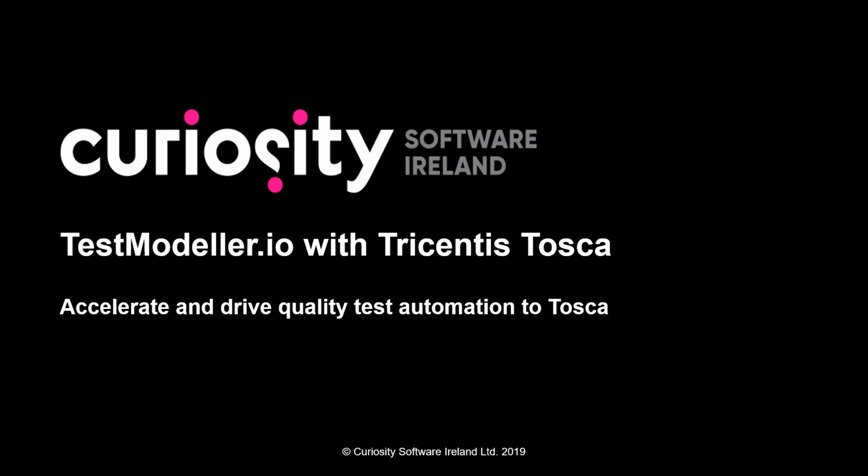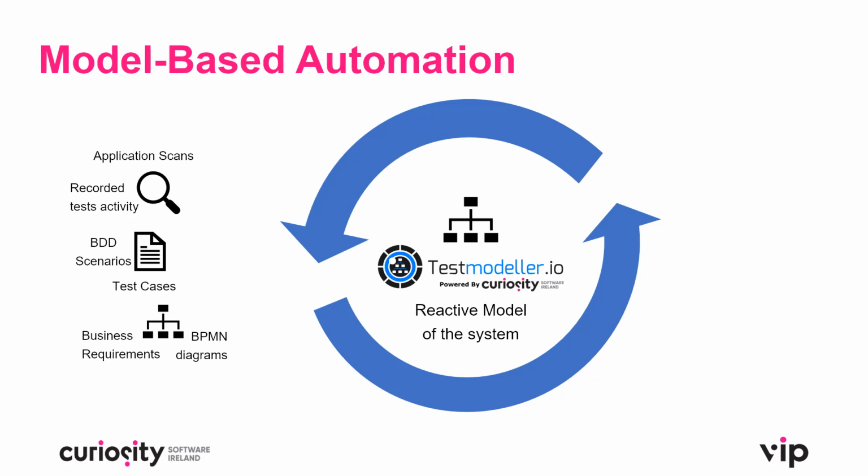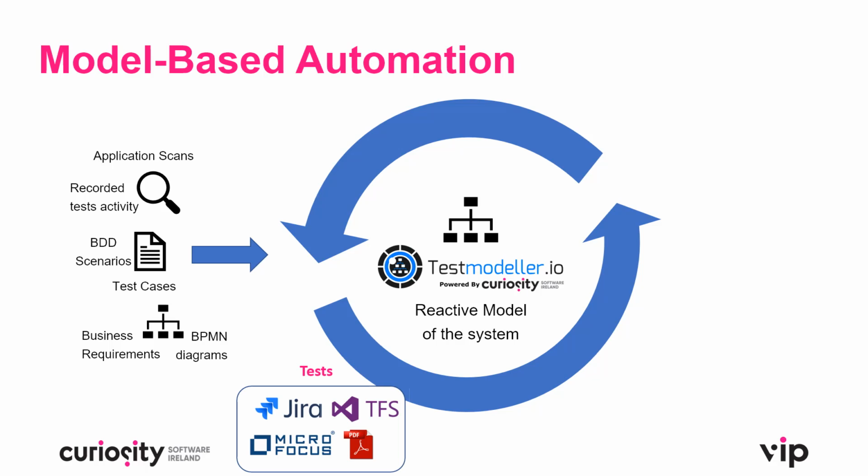In this demo, we're going to take a look at the testmodeler.io integration with Tricentis Tosca. Accelerate and drive quality test automation to Tosca. TestModeler is a collaboration tool for driving quality throughout the software development lifecycle. There are many accelerators to get started with TestModeler from existing assets you have in your organization.